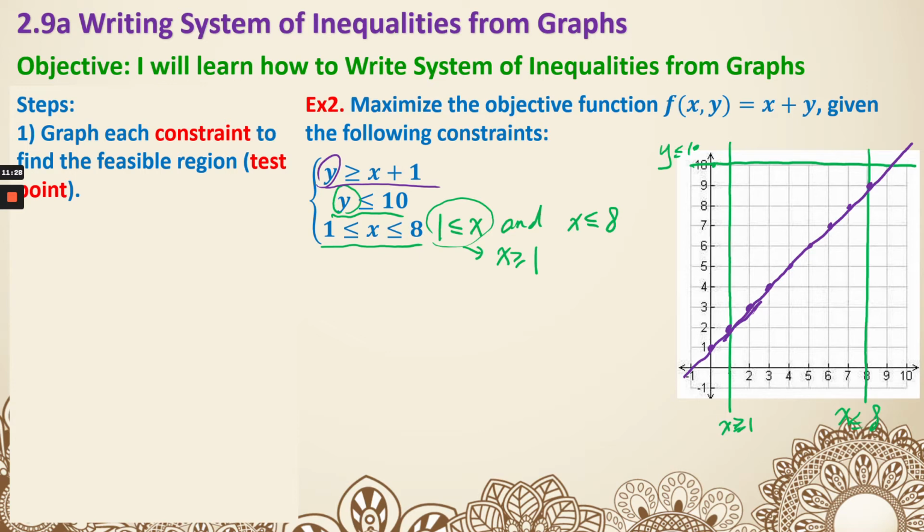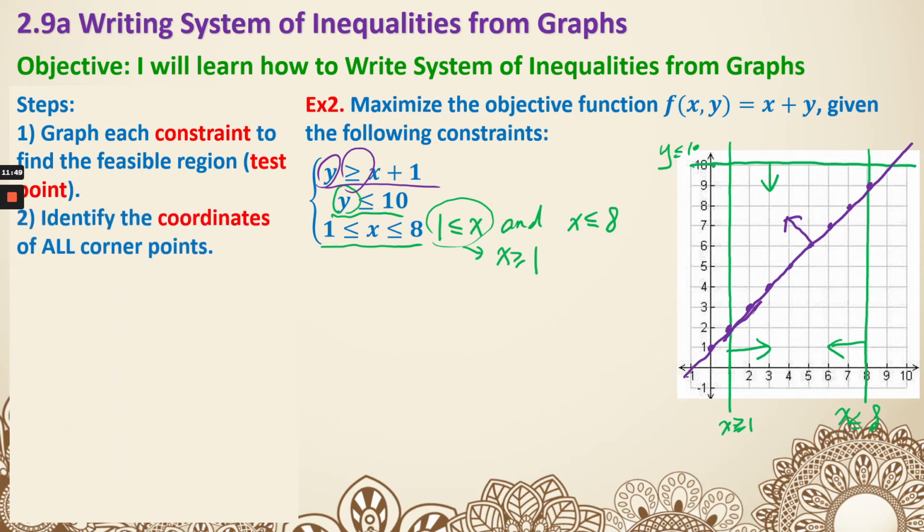Now it's time to decide on the region we are going to keep. So for y is less than or equal to, that's going to be below. X is greater or equal to 1, so that's to the right. And x is also less than or equal to 8, so that's to the left. As for the purple one, that's greater than or equal to, so that's going to be above. Before that, we are still going to need to shade. So it's in between the two vertical lines and is actually below the top line. The shaded area is going to be right here.